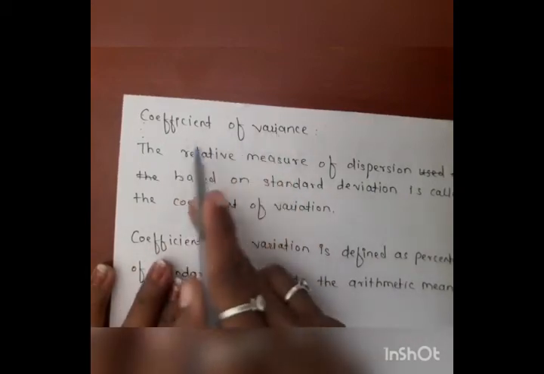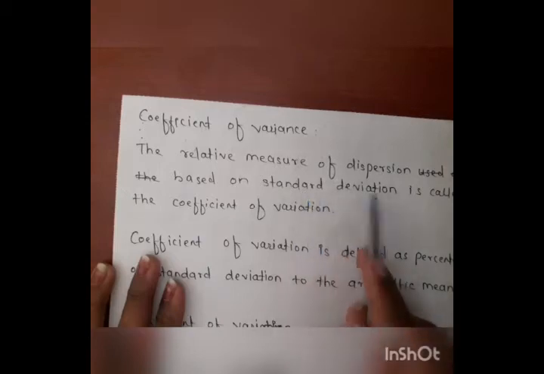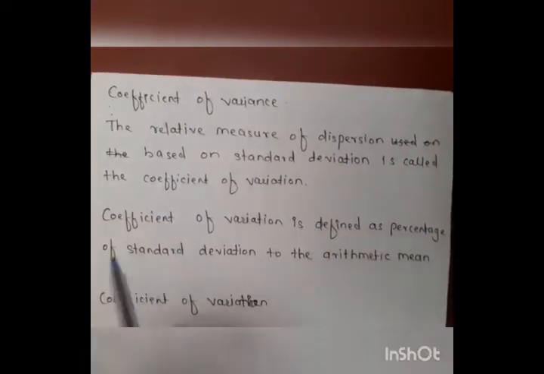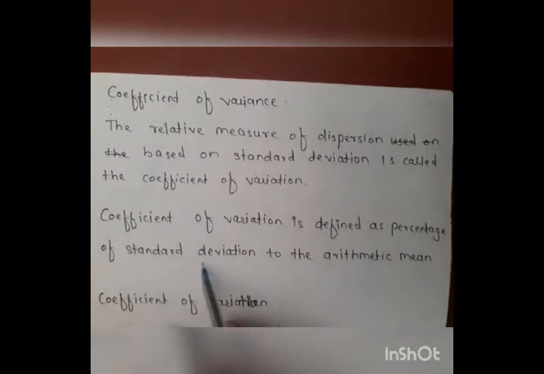Next is coefficient of variation. The relative measure of dispersion based on standard deviation is called the coefficient of variation. Coefficient of variation is defined as the percentage of standard deviation to the arithmetic mean.